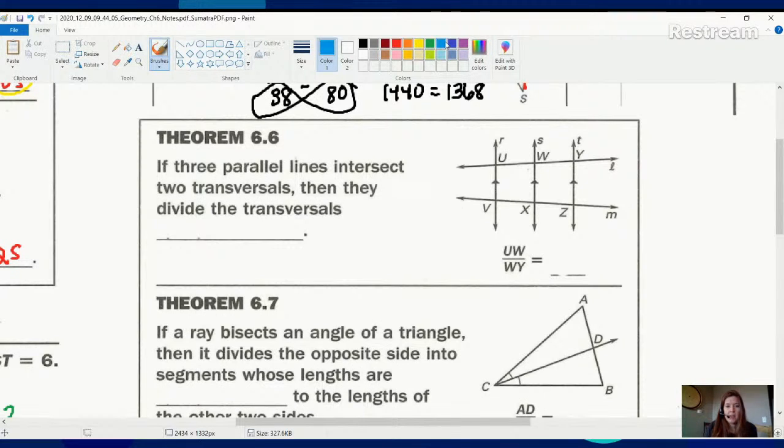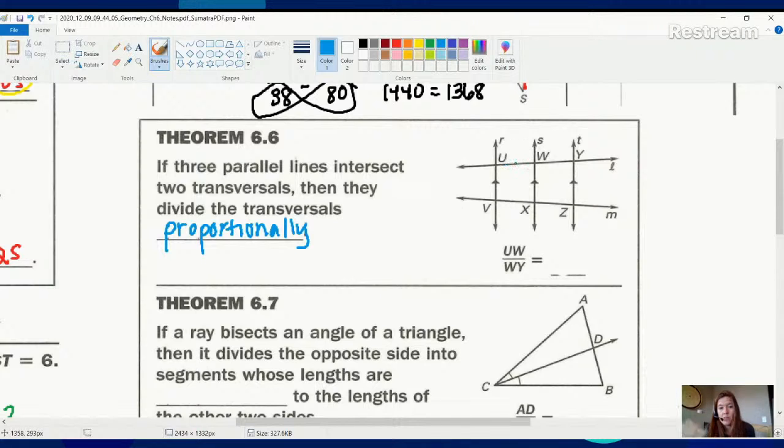These also kind of play off the same thing. So we've got theorem 6.6, and it says, if three parallel lines intersect two transversals, then they divide the transversals, and our word, again, is not congruent, they divide the transversals proportionally. Okay, so here are your parallel lines. You've got UV, WX, and YZ. Those are your three parallel lines, and L and M are your transversals, right?